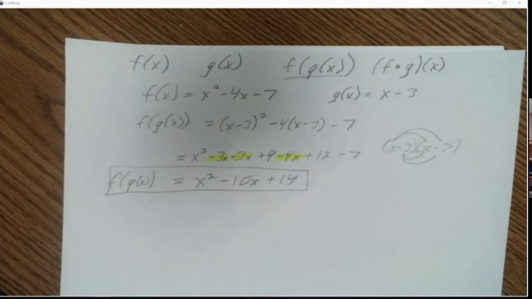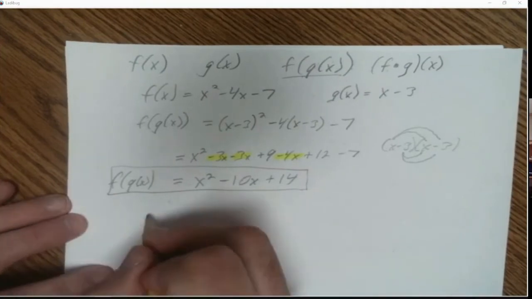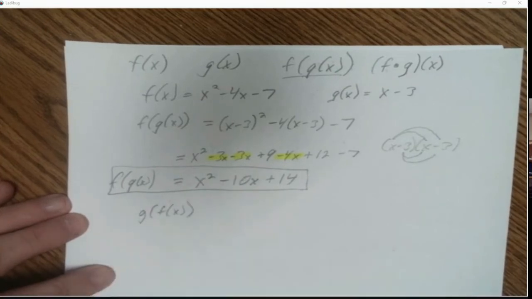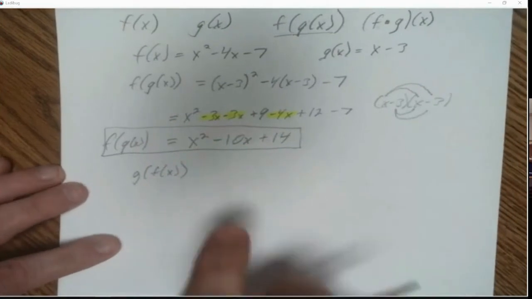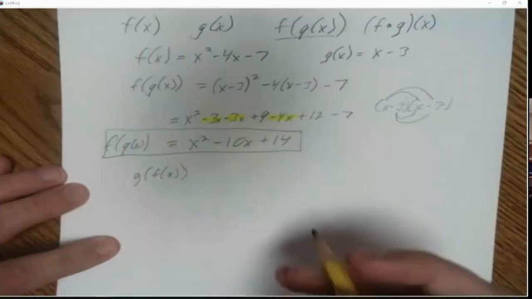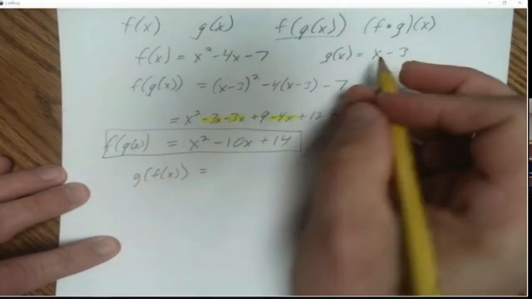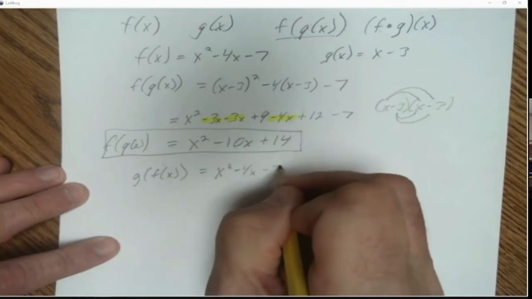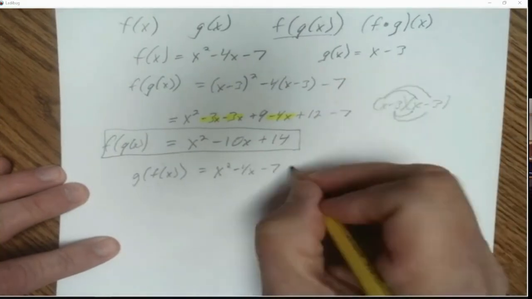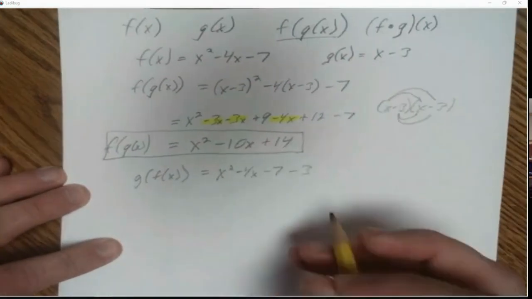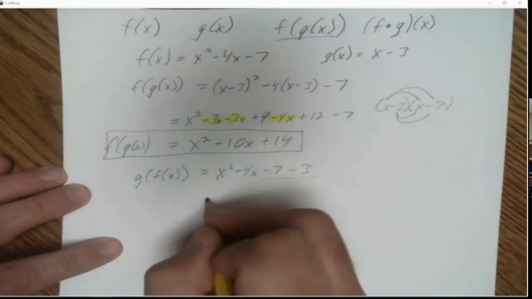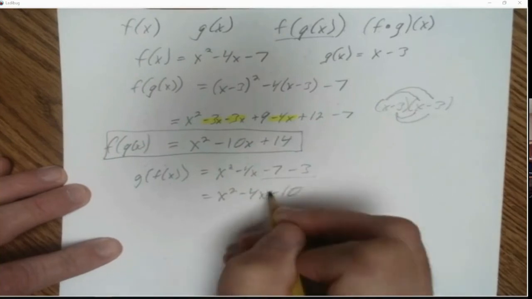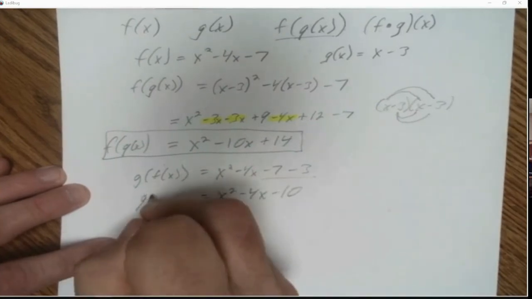You can also go the other way around. We could have said g of f of x. In that case, we just take f of x and substitute in for x here. So that would be x squared minus 4x minus 7 minus 3. Well, all we have to simplify is just combining those. So that equals x squared minus 4x minus 10. So that is g of f of x.